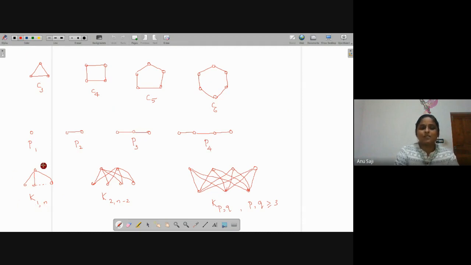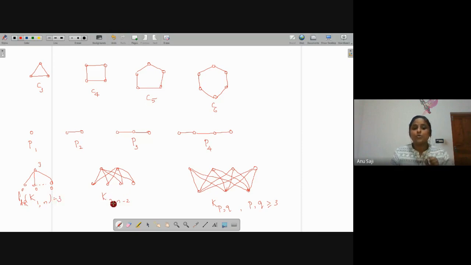K1n, can you see the screen? Yes. In the case of K1n, it is similar to the graphs having a universal vertex. So I can give the value 3 and 0 to all other vertices. So in this case, gamma dr will be 3.